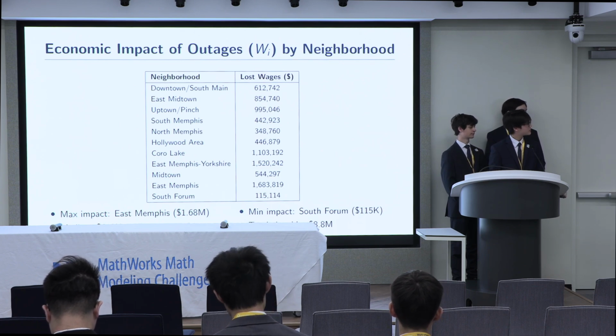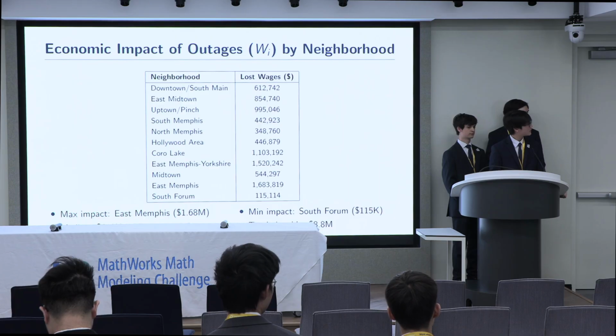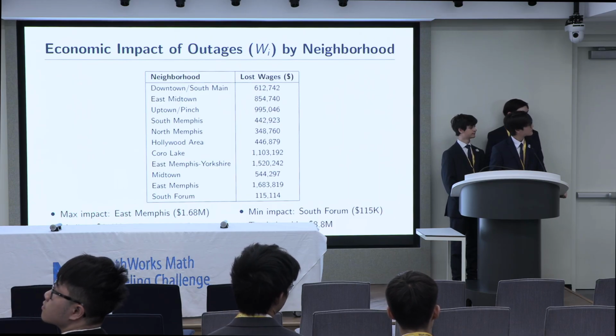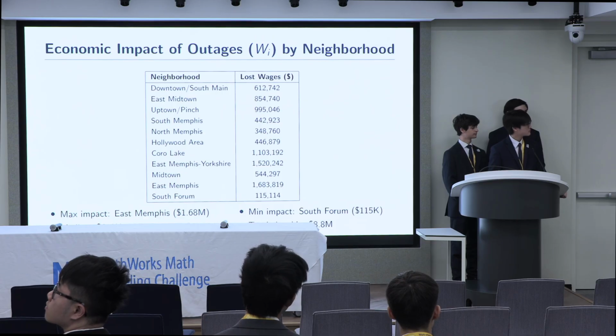Okay, and then one follow up there. In terms of lost wages, in a more affluent area, you'd expect people to be making more wages and have a bigger vulnerability score because of that.